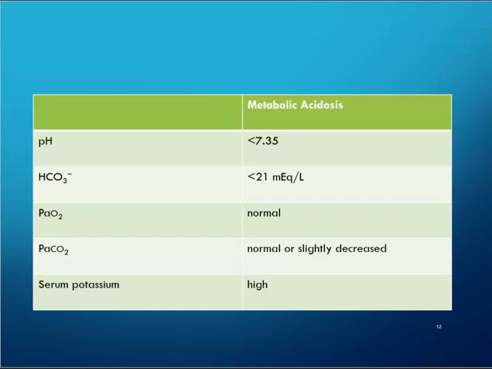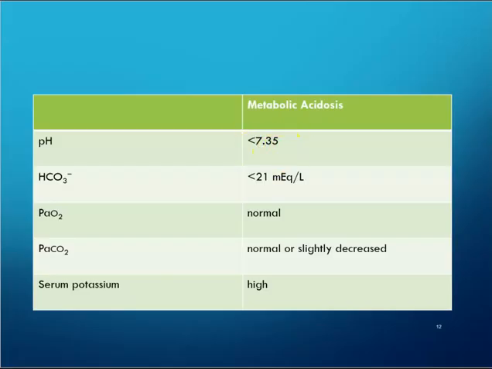So what are we going to see on our ABGs when we look at metabolic acidosis? The first thing we're going to look at is the pH. The pH right there is going to be a number of less than 7.35, so it's going to be lower than the normal range. And that's going to tell us, no matter what, even without looking at anything else, that it's acidotic.